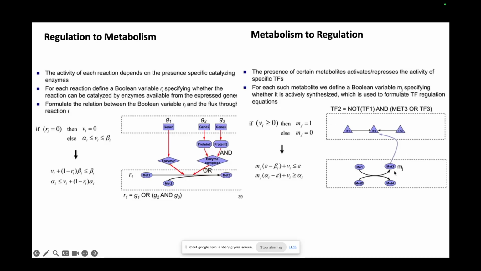So this particular metabolite M3 is actually helping the formation of TF2. Now, how would you write the equation for TF2? TF2 will be expressed when TF1 is not expressed, because TF1 is actually inhibiting TF2. So, not TF1 and MET3 or TF3. So understand the logic here.